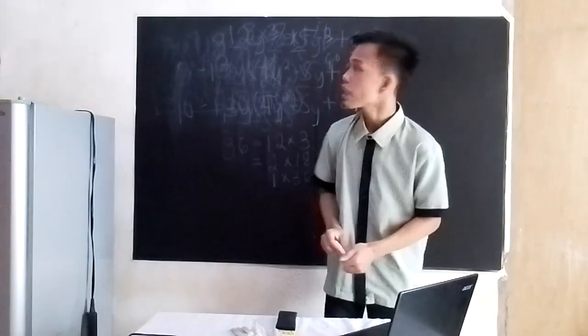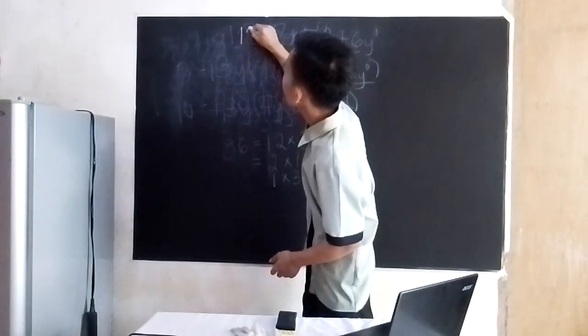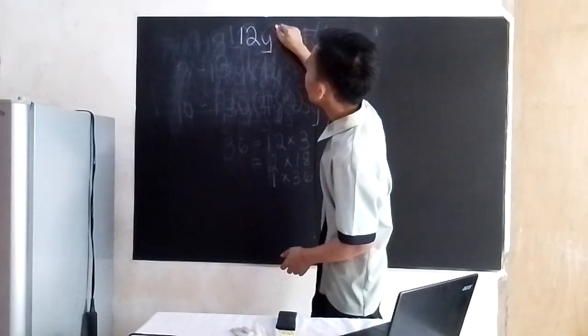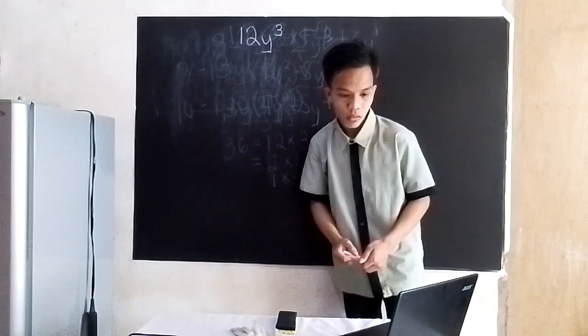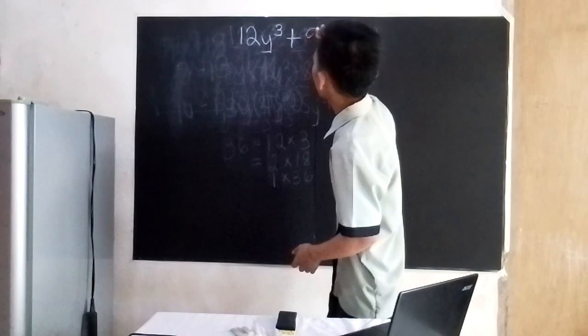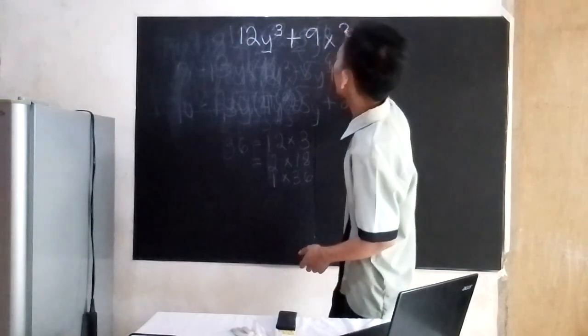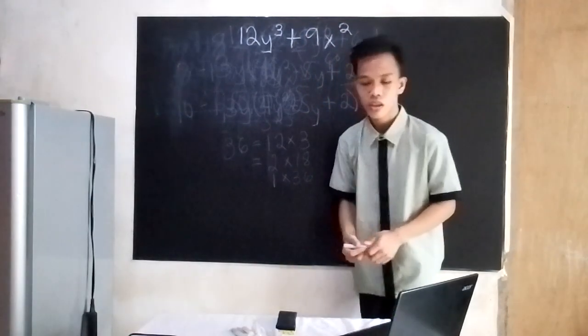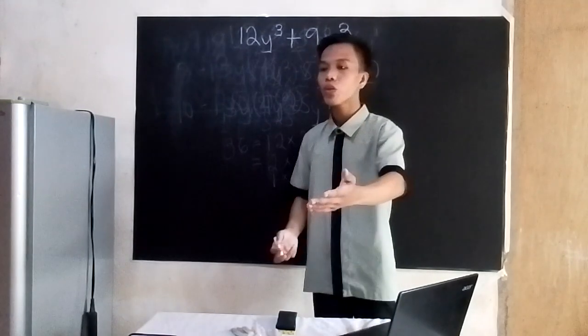So, for our next example, we have 12y cubed plus 9x squared. So, what is the first thing that we need to do again?